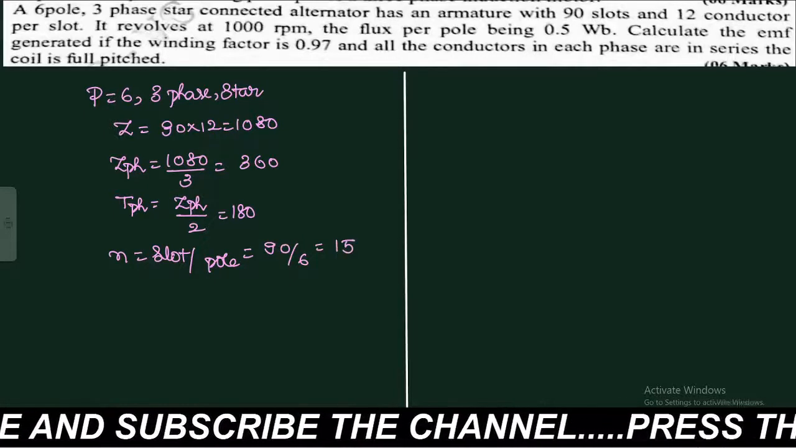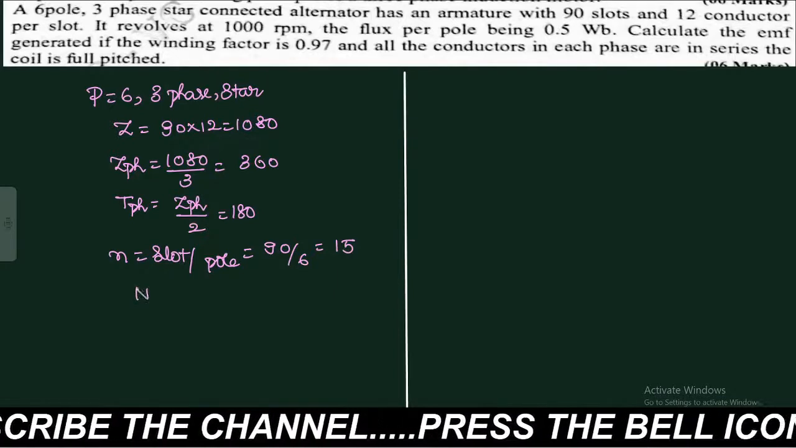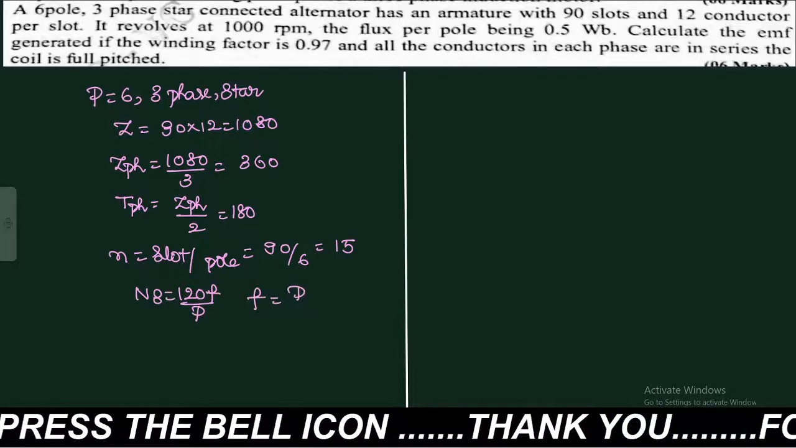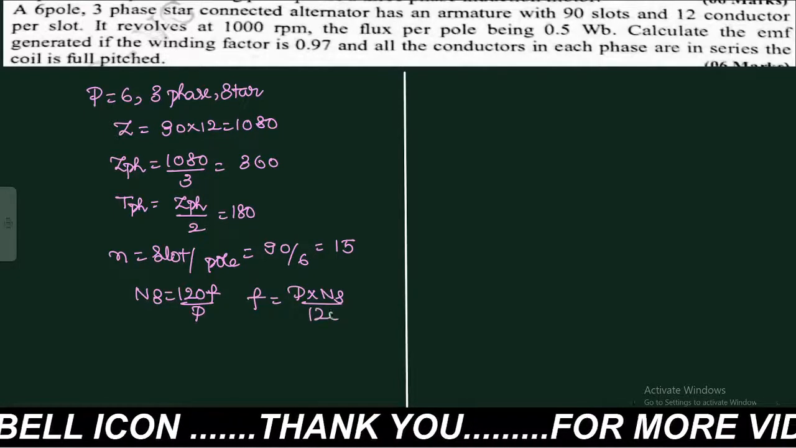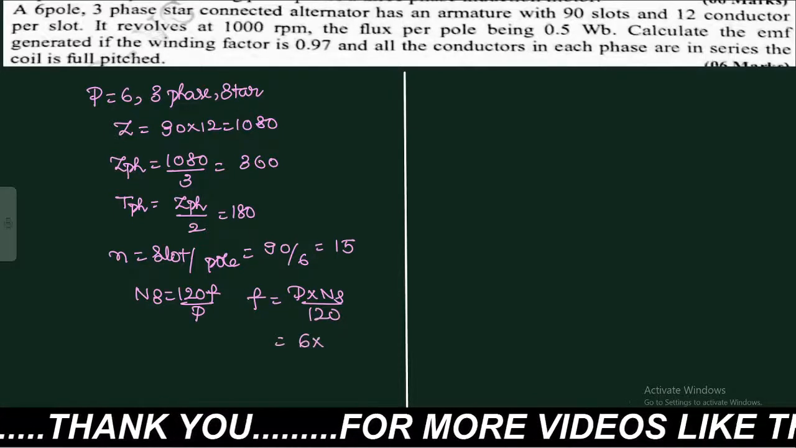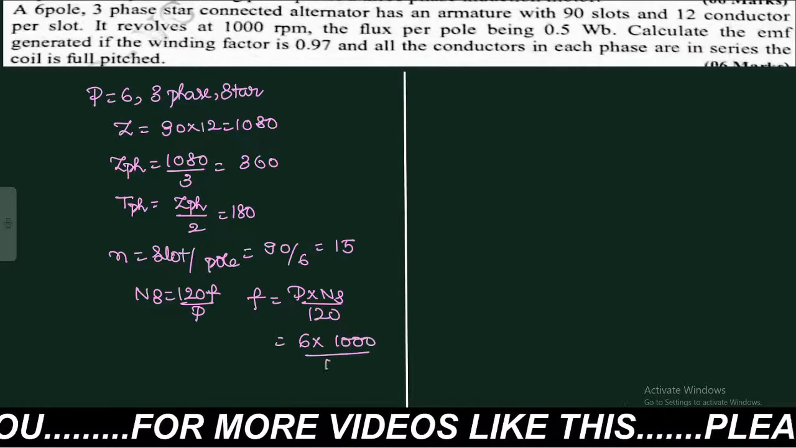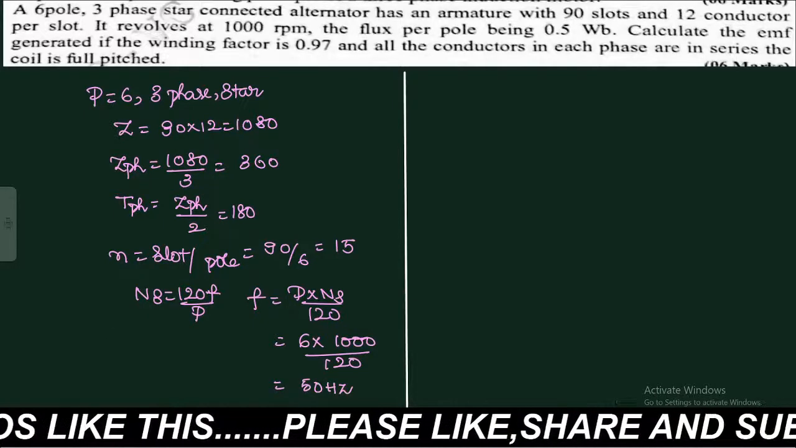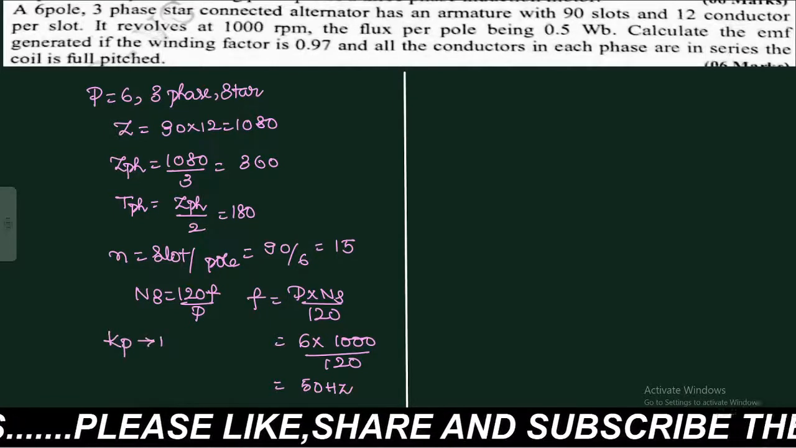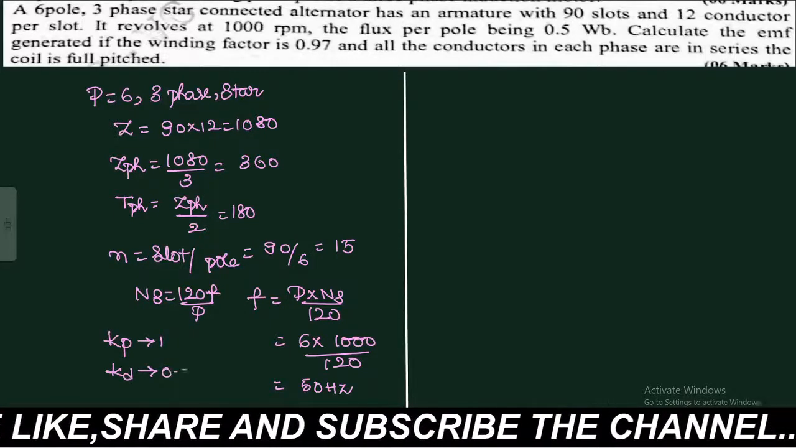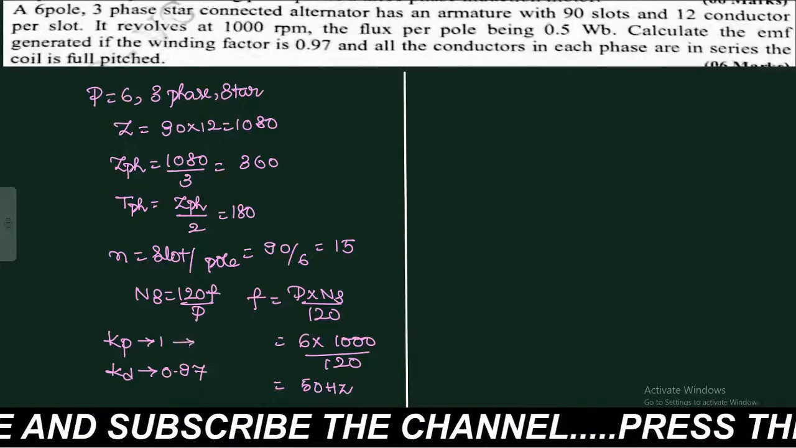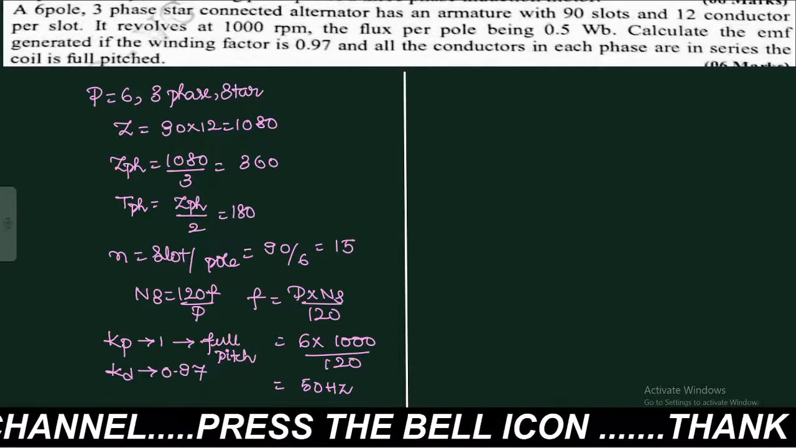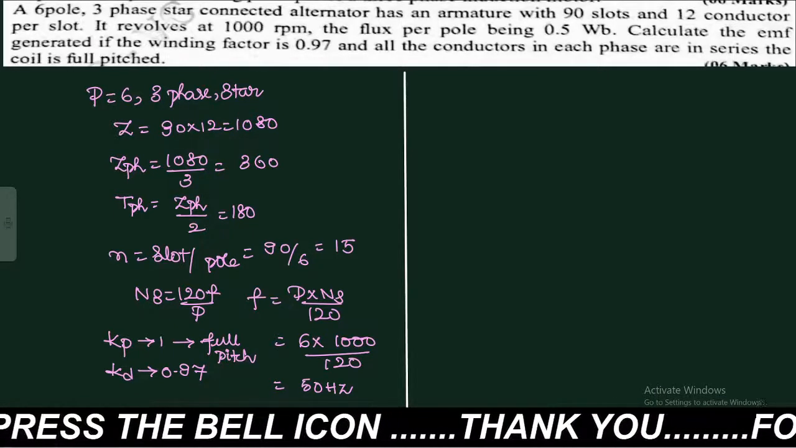We require all these things. The synchronous speed Ns is 120 f by P, but frequency is not given. Frequency can be P into Ns divided by 120, that is the number of poles 6 and Ns equal to 1000, divided by 120. Frequency you get as 50 Hz. Now, Kp value, because it is full pitch, we consider as 1, and Kd value is given as 0.97.